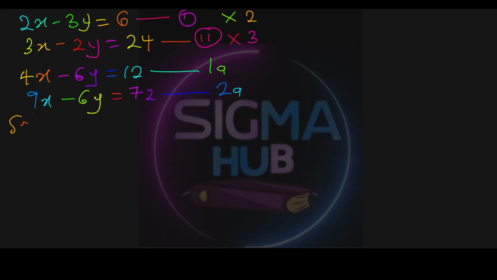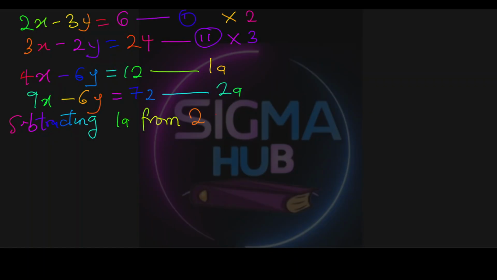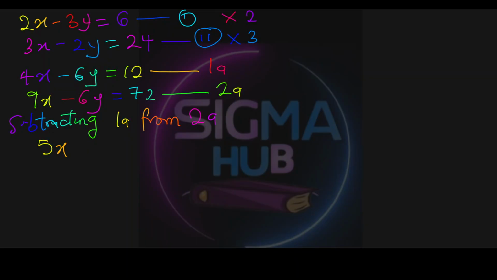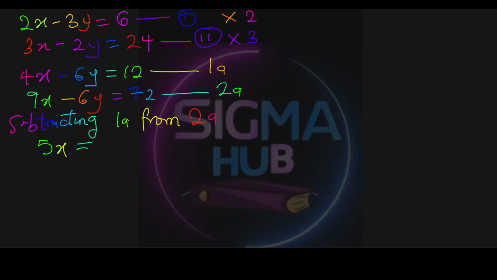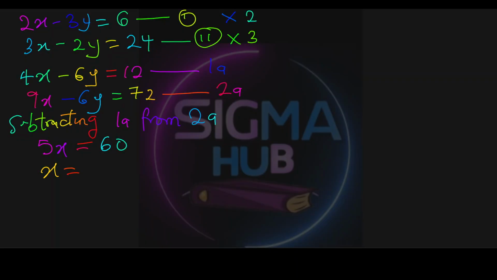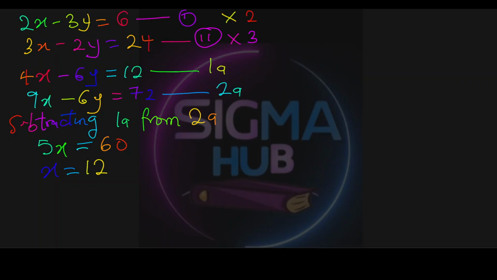So subtracting 1a from 2a, that is 9x minus 4x. So we have 5x, then minus 6y plus 6y. It's going to be 0, equal to 72 minus 12, which is going to be 60. So from here, it's easy to see. Divide both sides by 5. X equal to 60 over 5, and that's 12. So x equal to 12.